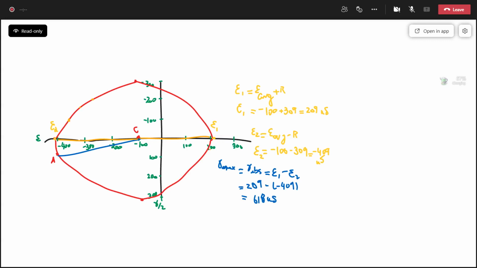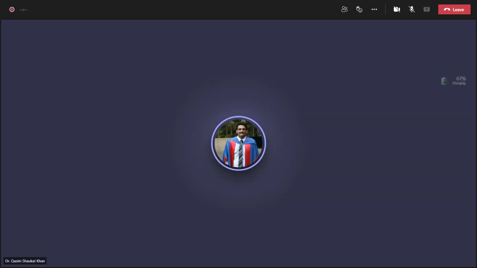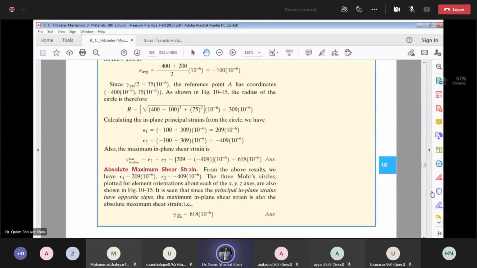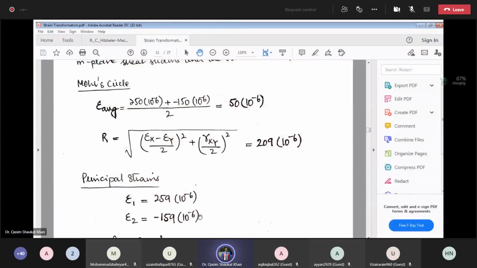If this is clear, then we are proceeding to next question. Not next question, next topic. So let's start strain rosette. You guys have studied strain rosette in your lab class, but now we will study in detail. Let me open up one more file. Just give me a moment, please.